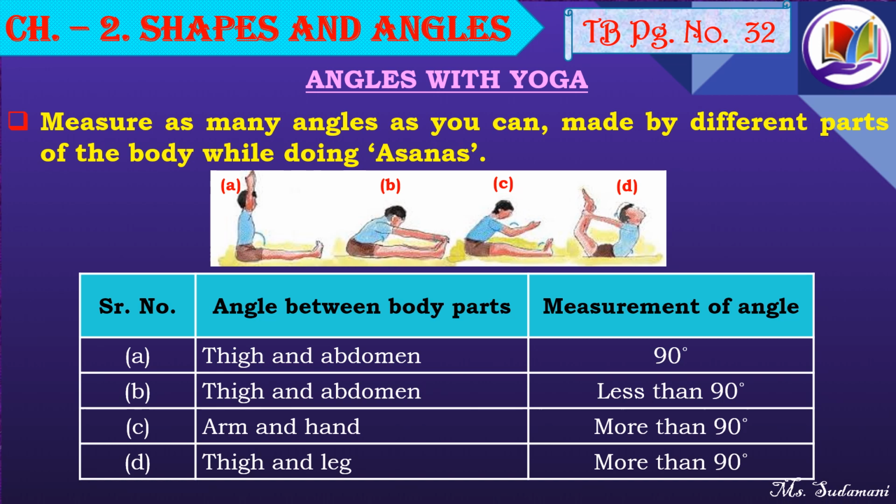First, between thigh and abdomen, 90 degree, that is a right angle. Second picture, between thigh and abdomen, less than 90 degree, that is acute angle. C, between arm and his hand, again more than 90 degree, that is an obtuse angle. What about the thigh and leg? Again, that's more than 90 degree, it's an obtuse angle. So like this, you can try and find out different angles formed by your body also.